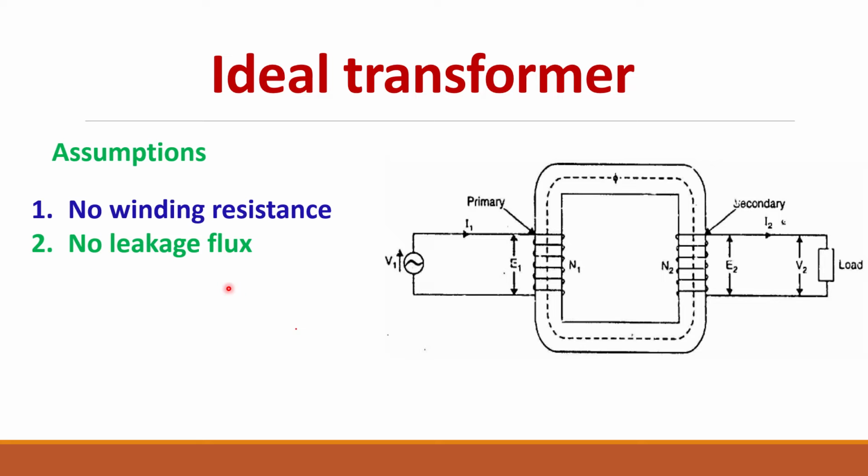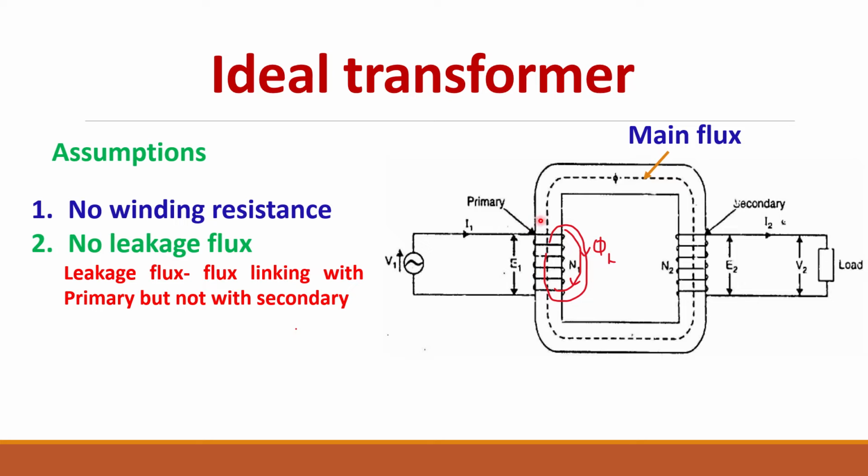So we will see what this leakage flux is. When you give the supply to the primary winding, current flows and creates a flux. This flux will be linking with both primary and secondary. But apart from this flux, there will also be some flux which will be passing through the air, and this flux will not link with the secondary. So this flux is called the leakage flux. In a practical transformer, leakage flux will be there, but we assume here that there is no leakage flux.